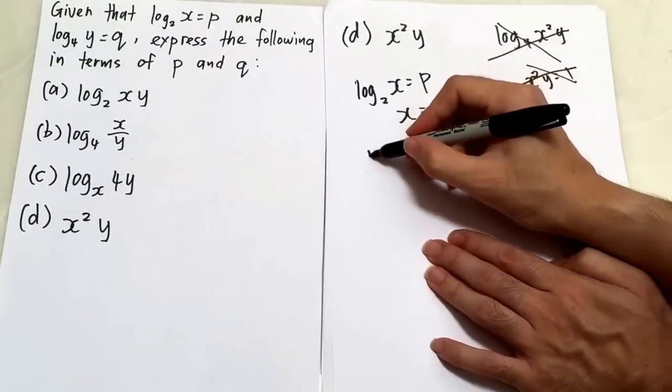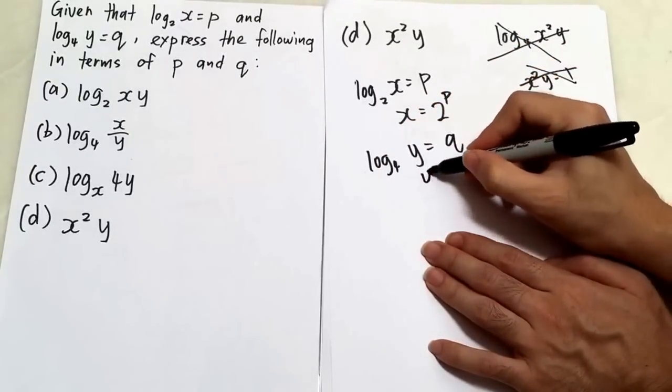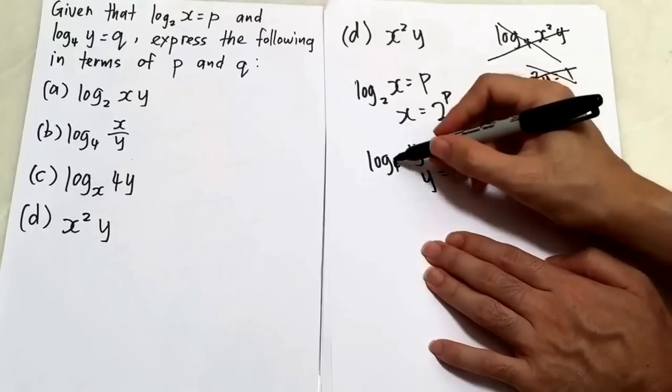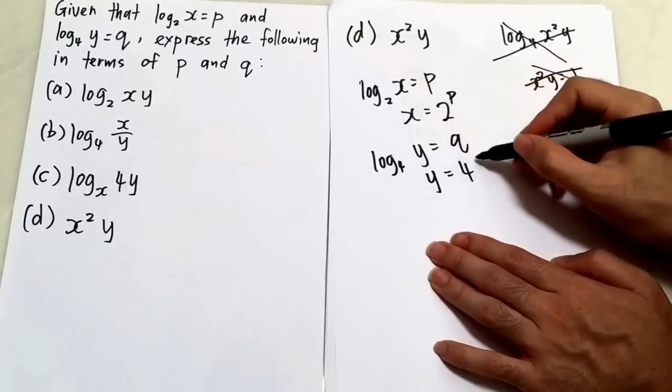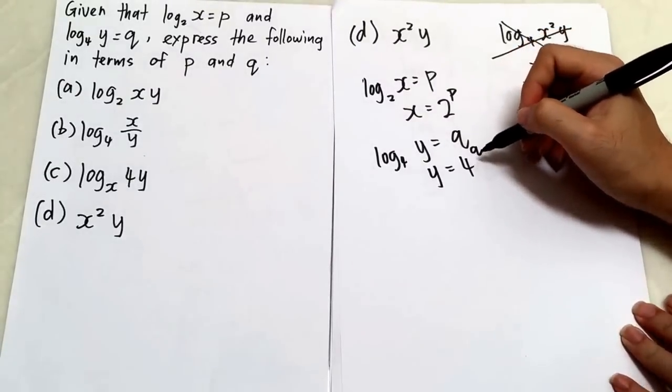Alright, and then for log base 4 of y equals q. The log rule tells us that for log base 4 here, I move to this side, the base will become the number, and the q over here becomes the power. This is a rule, okay? Then I have x and y already.